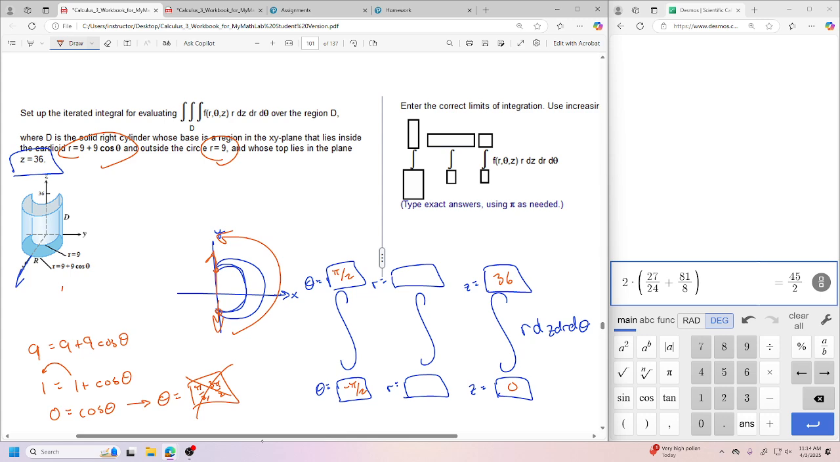And now we just need to know which one is further and which one's closer. I do say like bottom and top, but when it's coming to polar form, I'm saying closer and further from the origin, from the radius, I guess. So which one would be the closer one? 9, and then the further, 9 plus 9 cosine theta.